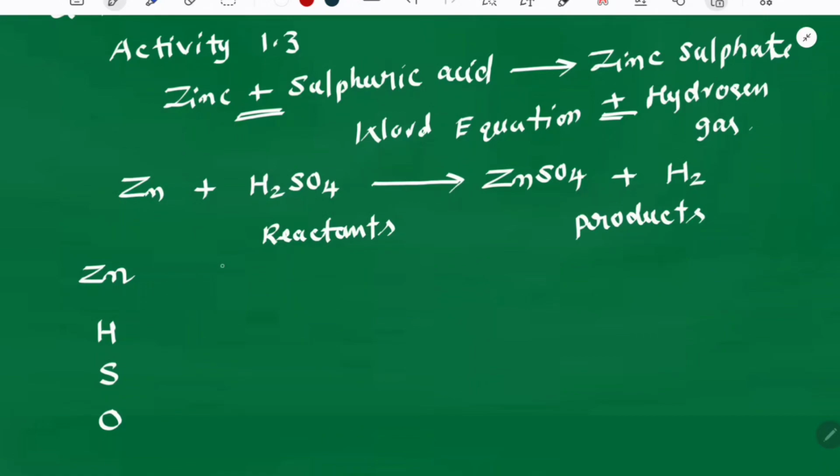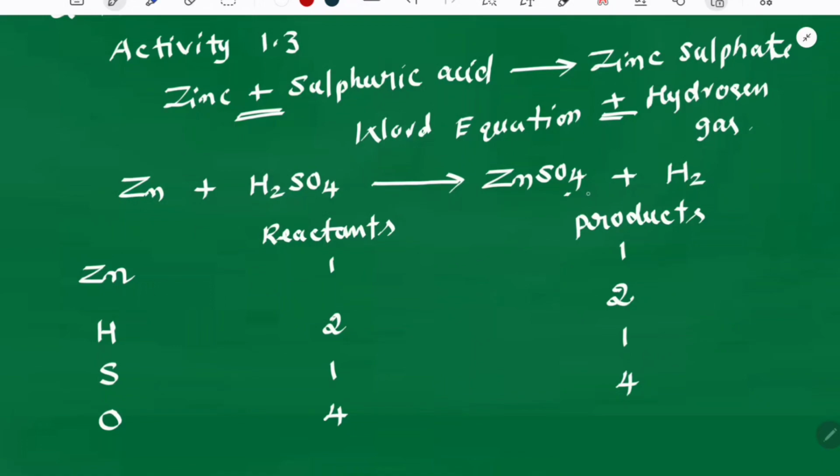How many zinc atoms are there? Reactant side only 1. And product side how many? 1. And hydrogens, how many here? 2 hydrogens. This side how many hydrogens? 2 hydrogens. And how many sulfurs? Only 1 sulfur. Here how many sulfurs? Only 1 sulfur. How many oxygens? 4 oxygen atoms. Here how many oxygens? 4 oxygen atoms.